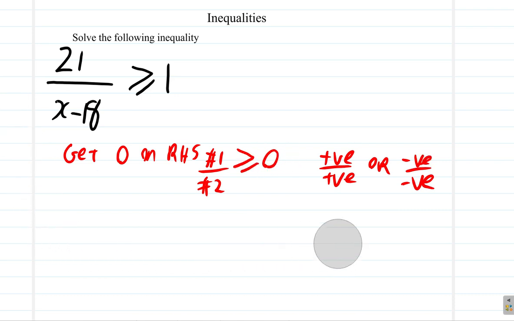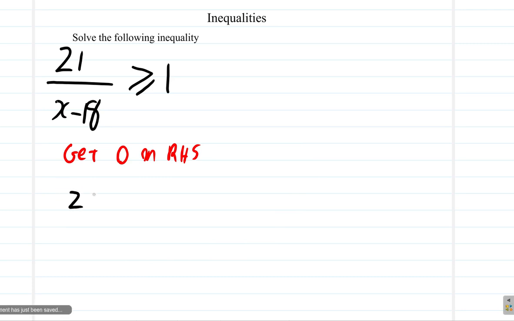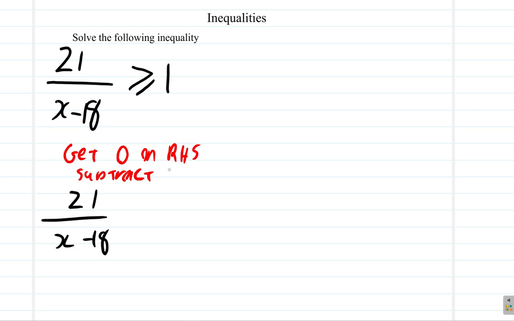So let's try that. Get a 0 on the right hand side, and then you can move on from there. So you have 21 divided by x minus 18. What you're going to have to do is subtract 1 from both sides. So you have minus 1 on the left, is greater than or equal to 1 minus 1 on the right. But 1 minus 1 is 0. So you have 0 here. Alright?